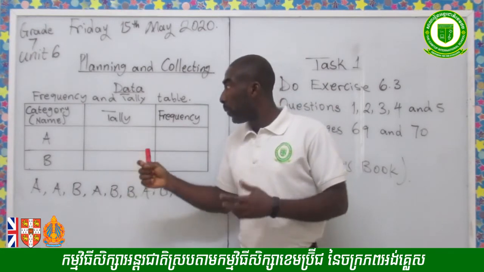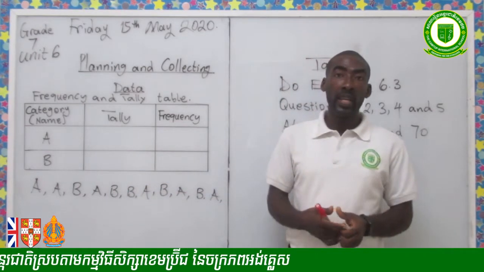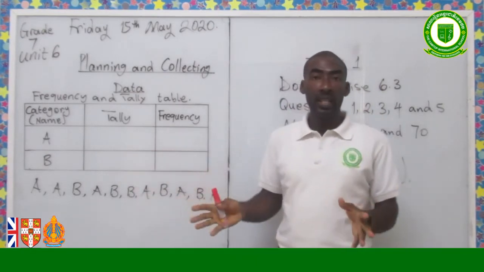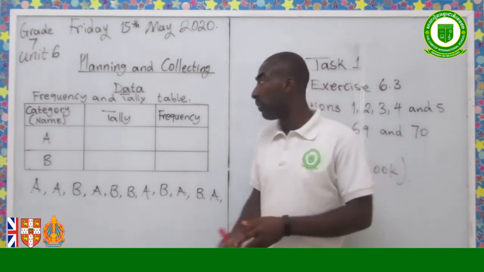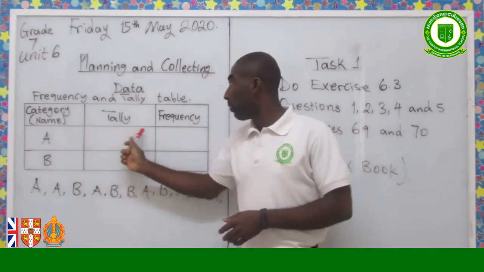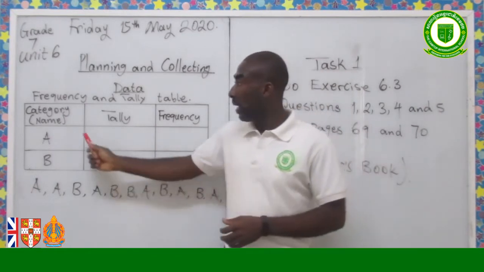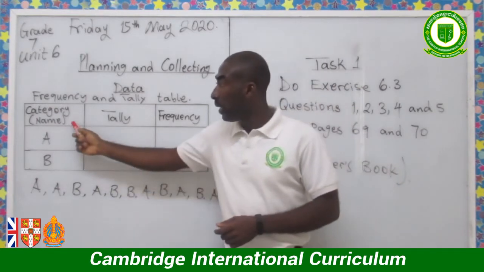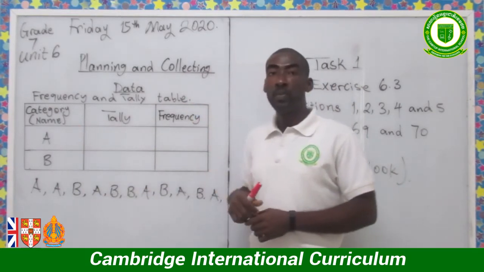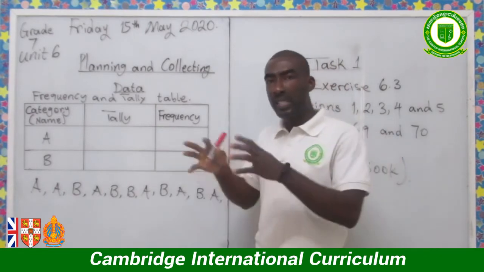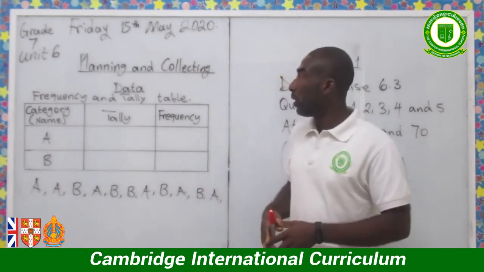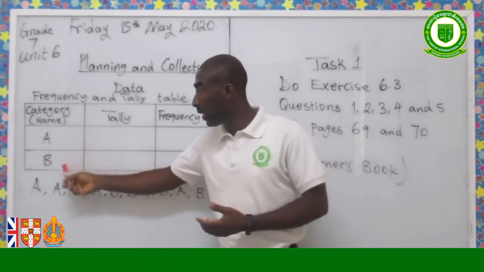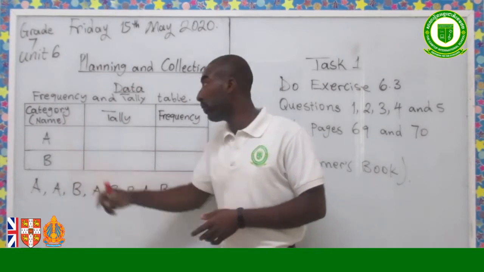So how do you prepare a tally table, or how do you prepare a frequency table? This is an example of a tally and frequency table combined together. There are three columns in this table. The first column is the category, and the category could be a name, it could be the identification of the subject that you are dealing with. If you are dealing with people, you can put their names here. If you are dealing with objects, you also put their names here. So that is for the category.